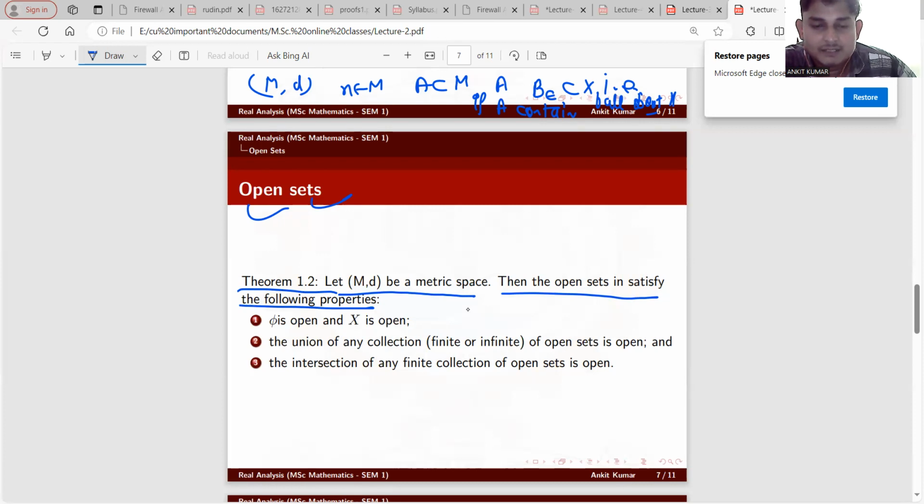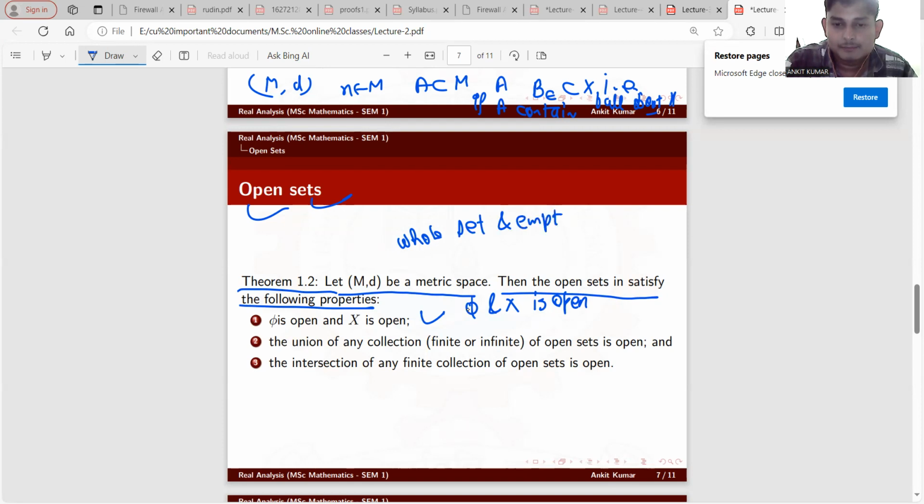So let (M, d) be a metric space, then the open sets satisfy the following properties. First of all, phi is open and capital X is open. The whole set and the empty set are always open sets.